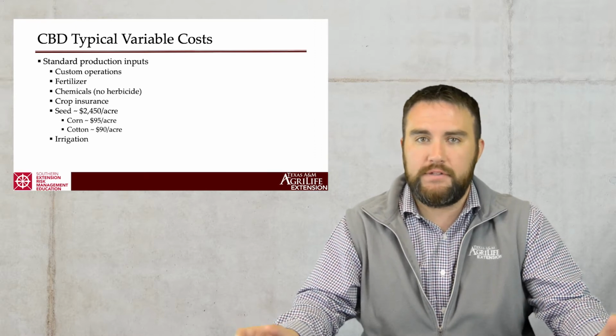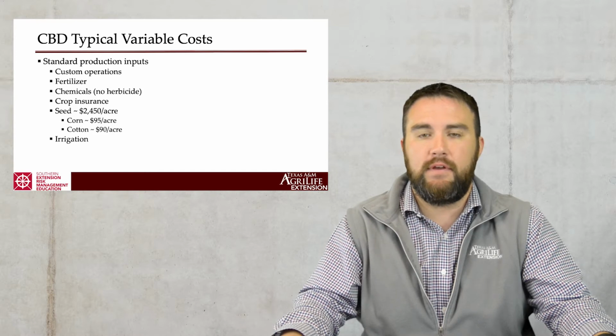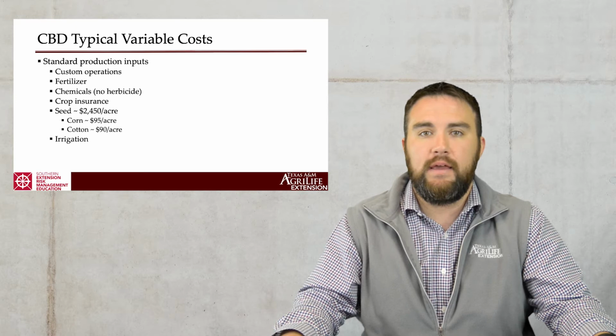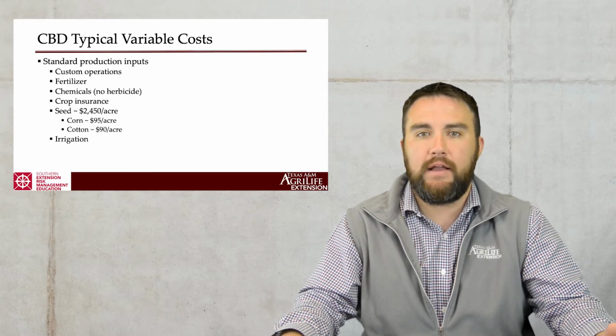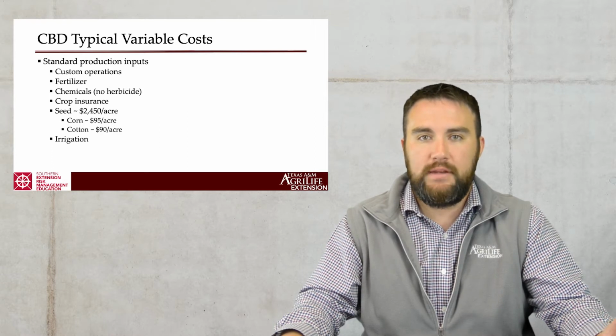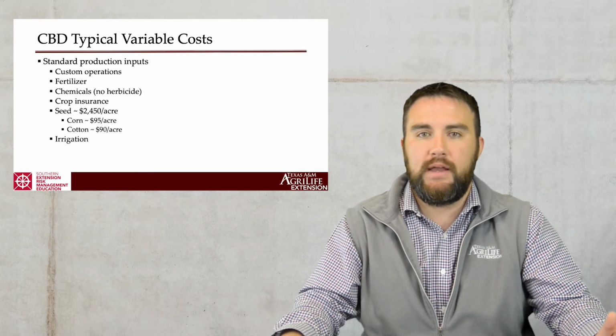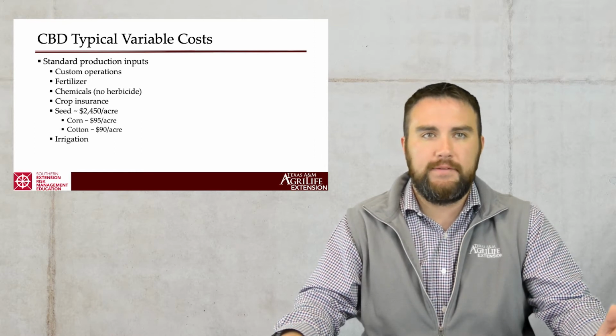And I want to pause for a minute on seed because this is a high cost component for producing CBD hemp. You can see here that we have seed priced at about $2,450 an acre, where our corn seed or our cotton seed ranges from $90 to $95 an acre. So seed is a high cost, variable cost input whenever we consider producing hemp for CBD, and it's just something to keep in mind. Something I wanted to highlight.